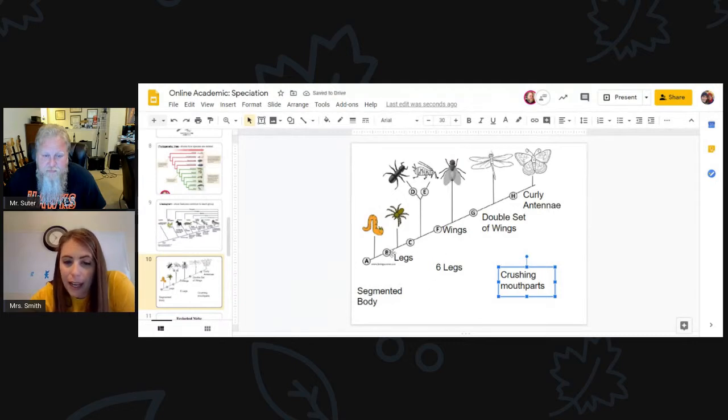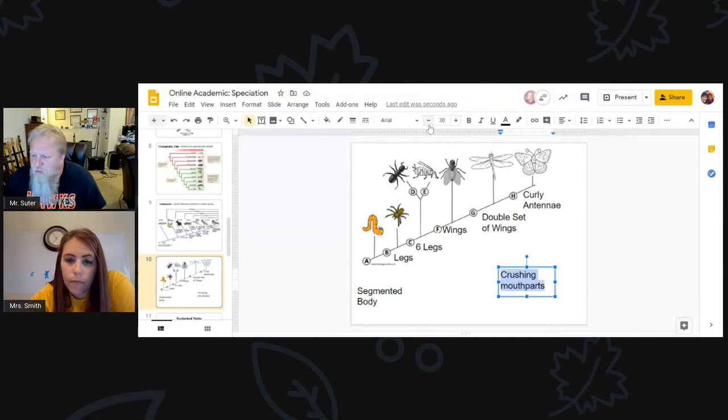And then we have legs at B. Spider, 1, 2, 3, 4, 5, 6, 7, 8. So 6 legs should go above the spider. Okay. Anybody know crushing mouth parts? I'm gonna make it a little smaller.